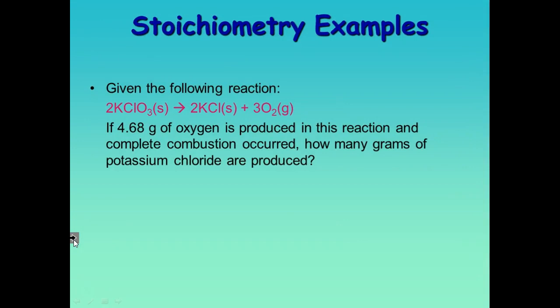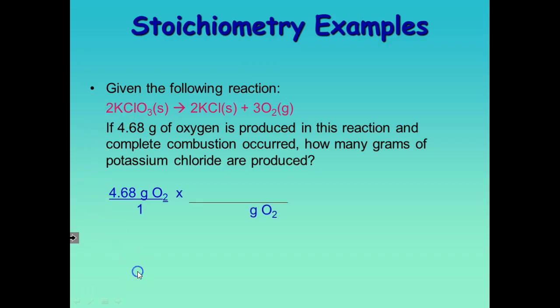So this next problem is going to involve going from grams of oxygen, one of our products, to grams of potassium chloride, our other product. Okay? You have 4.68 grams of oxygen that was produced. Sorry, combustion did not occur in this reaction. That's an oopsie on my part. And we want to know how many grams of potassium chloride we are going to make. We know it's potassium chloride because we're told it was produced as opposed to being consumed, which would make it be this reactant over here on the left side of our equation.